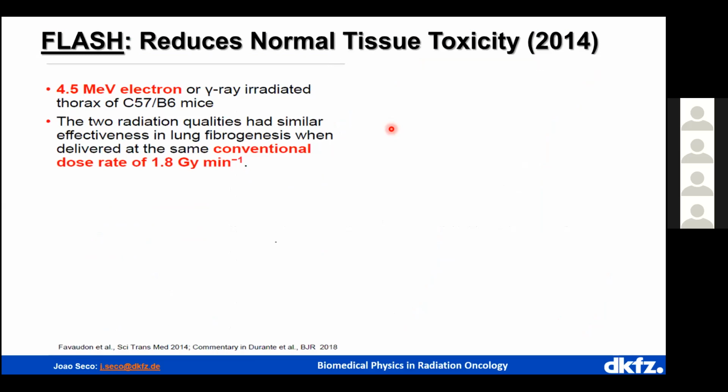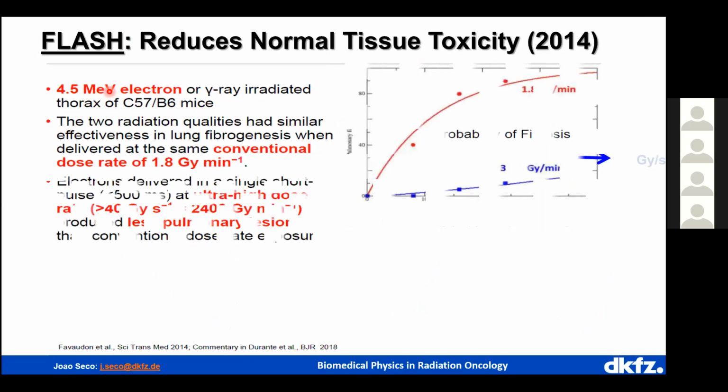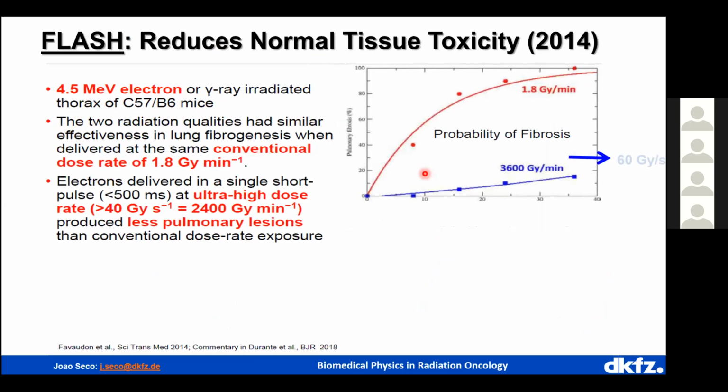Okay, so now let's come to the famous paper in 2014, where they saw the FLASH protection in normal tissue. In the Favaudon paper, they compared a 4.5 MeV electron beam with an X-ray beam irradiating mice. And they immediately found that there was a huge response in the way they irradiated the lung.